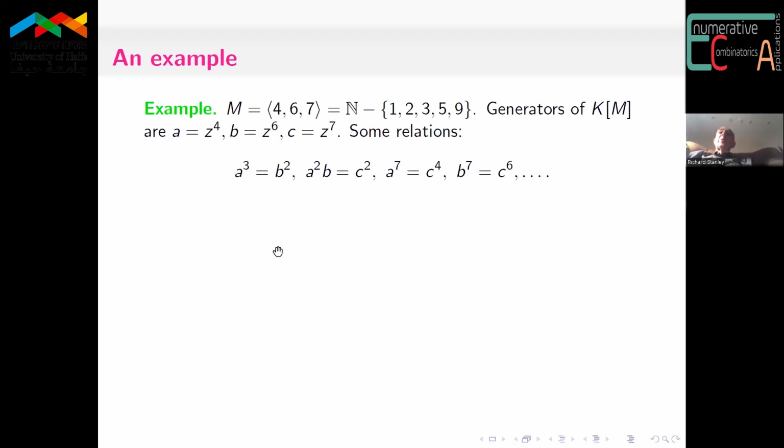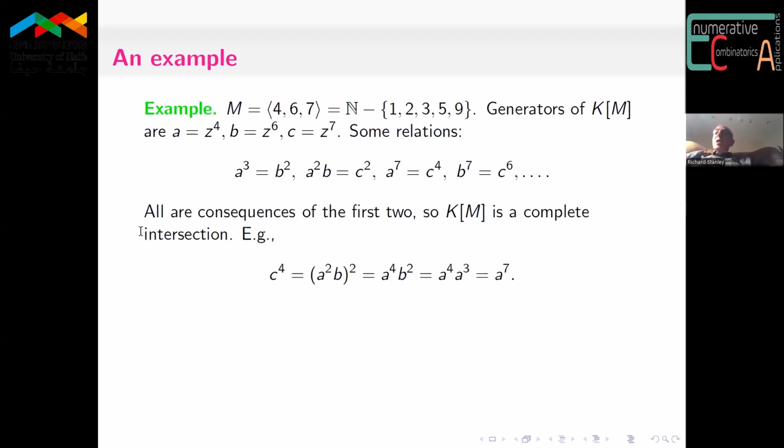Well, there are infinitely many relations among these generators. A cubed equals B squared, right? It corresponds numerically to 3 times 4 equals 2 times 6. A squared B equals C squared: 2 times 4 plus 6 equals 2 times 7. B to the 7th equals C to the 6th. Infinitely many, but they're all consequences of the first two.